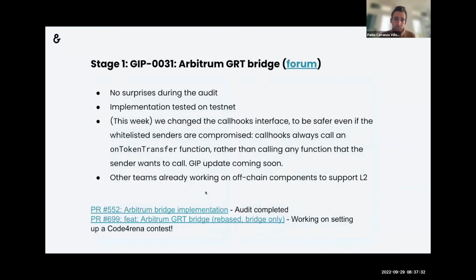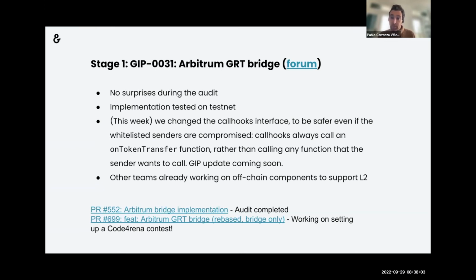So, updates on this particular part of this particular stage, GIP-31. We have the bridge implementation. It was audited. There were no surprises during the audit. A couple of issues were solved after the audit. So we have a pretty robust implementation, and we've tested it on testnet. We've tested it on Goerli and Arbitrum Goerli. So we know that this bridge works, that you can send tokens back and forth.